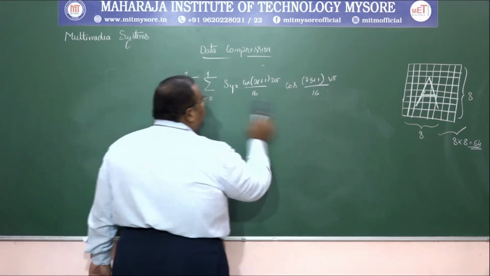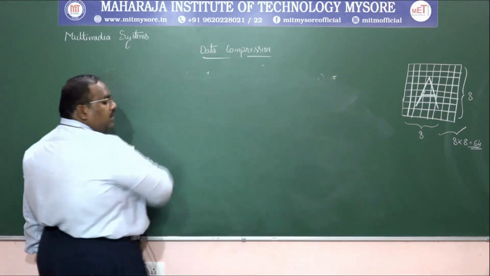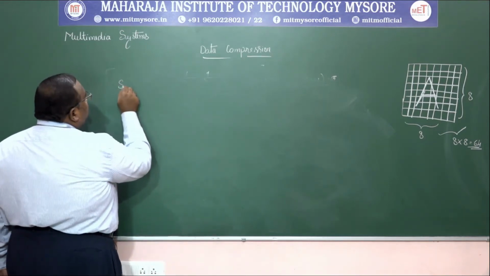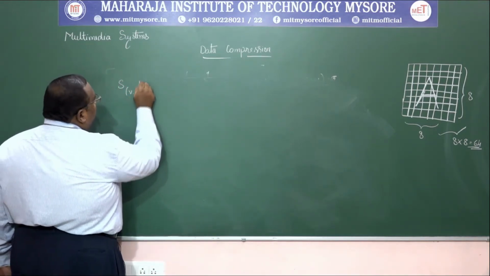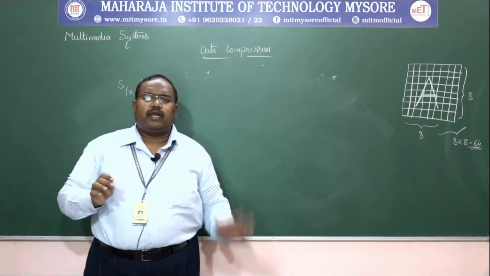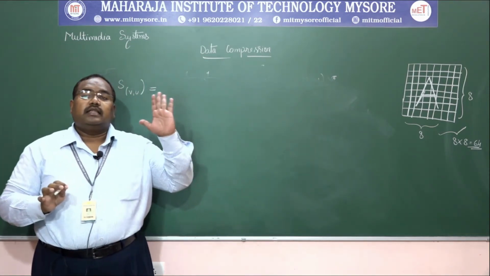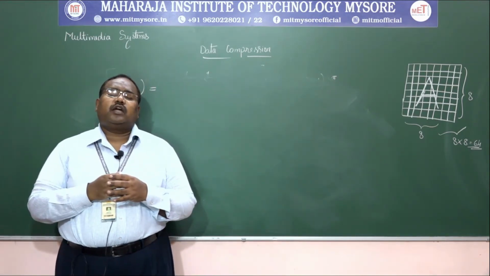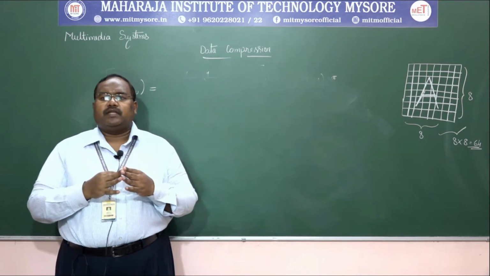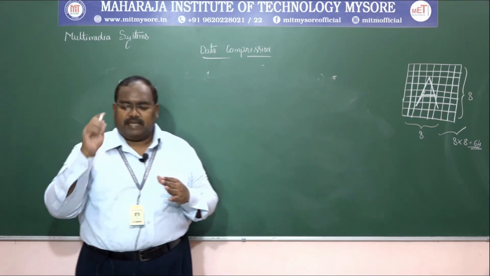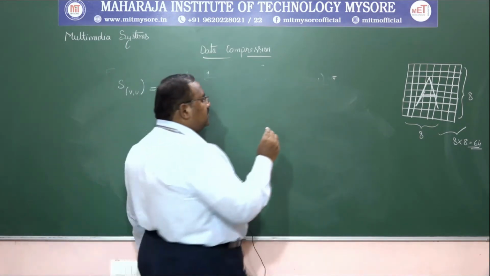What is that resultant matrix? We store that resultant matrix as S of VU. Then there is a standard matrix that is used for computing the JPEG compression, which is called the luminance matrix. So what is that luminance matrix?